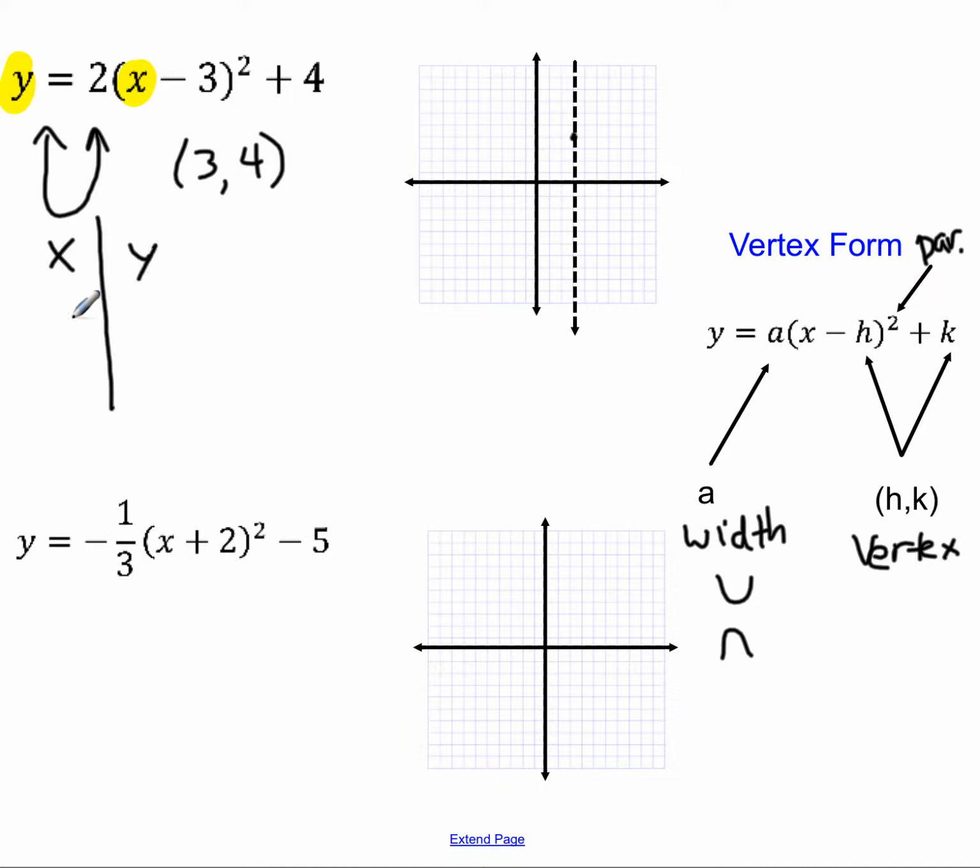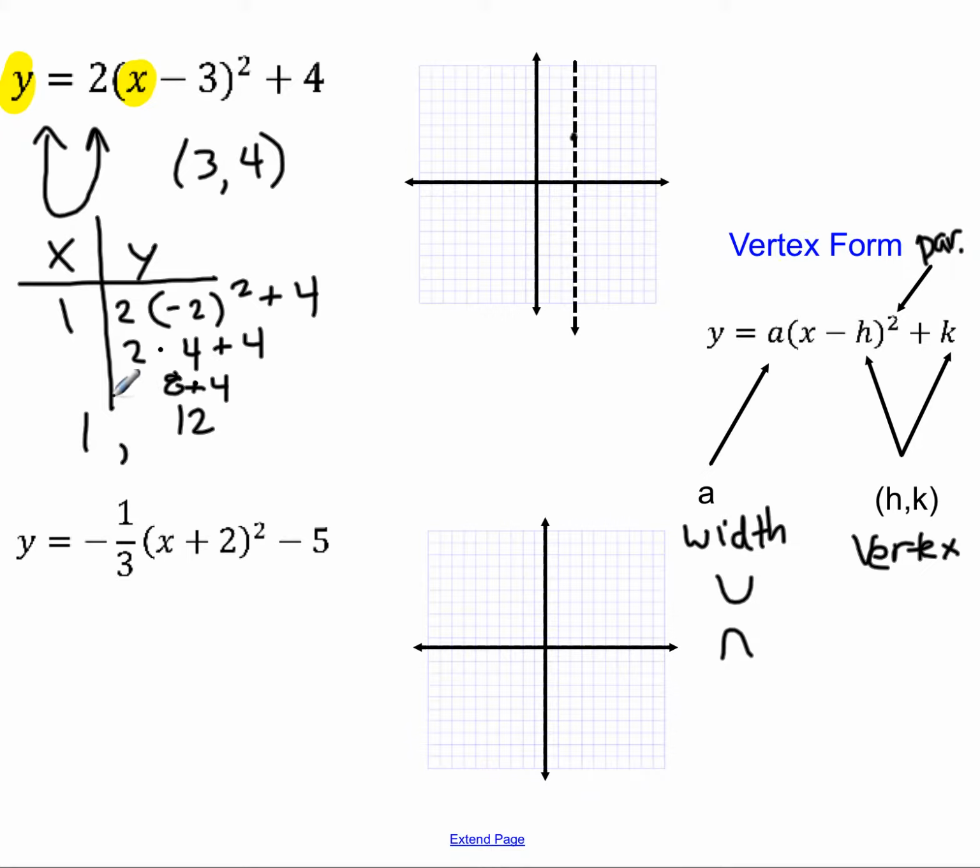Like a t-chart. And I said, okay, when x is 1, what is y? Well, let's plug it in. 2 times (1 minus 3) is negative 2, squared, plus 4. Well, 2 times 4 gives me 8, plus 4, and that's going to give me 12. I think my plus went away. So basically, I have (1, 12) as a point on this graph.